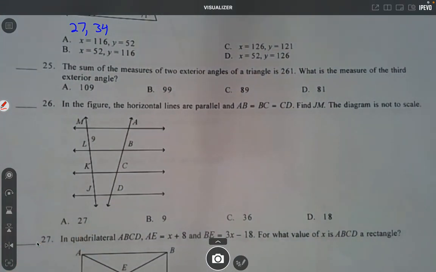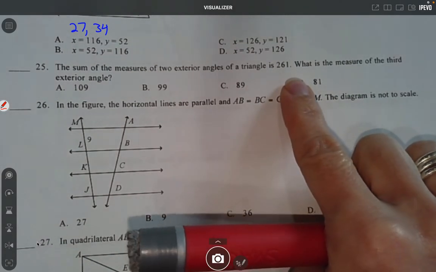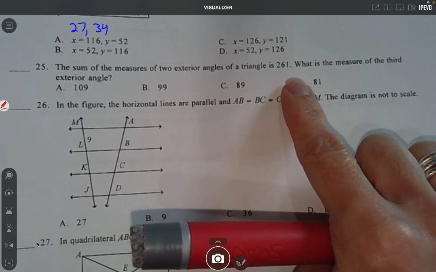Okay, the 25, we're going to do it. Exterior angles always add up to 360. Think about this. If I took all the exterior angles and I brought them together, they'd make a circle. That's why exterior angles add up to 360. So if I know two of them are 261, how do I find the third? What do I do? 360.